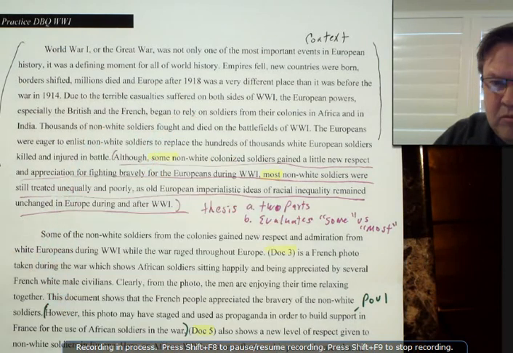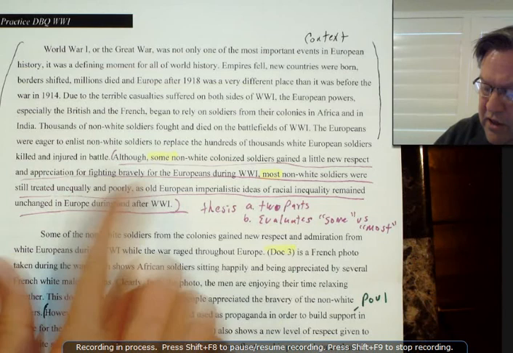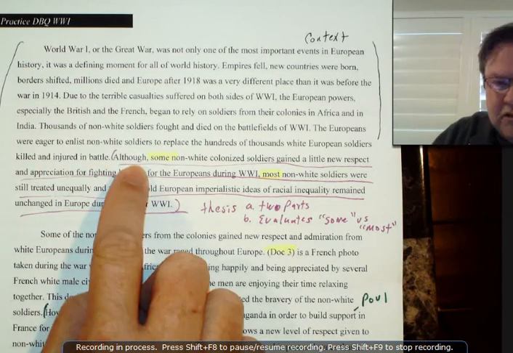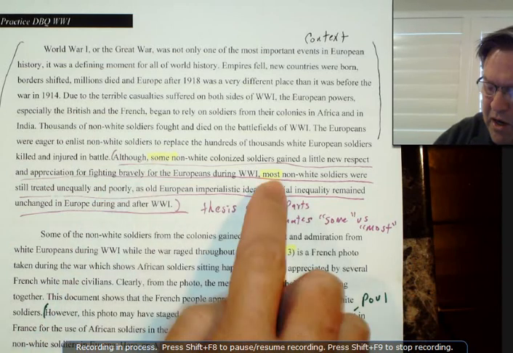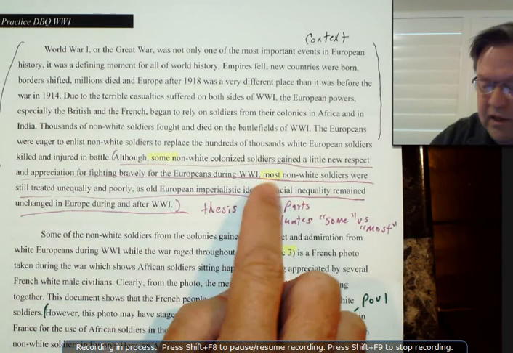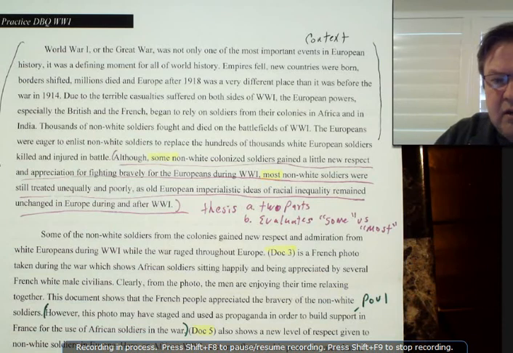The thesis, I try to keep these fairly simple. I like the word although. Although tells the reader, hey, that's my thesis. And the some and most are my evaluation terms. So some non-white soldiers gained respect, most did not. Okay, so that's my thesis. Fairly simple. I think your thesis should be more than just a few words. It could be a couple sentences, so I think this is probably in the middle range, but definitely you want to have more than just a few words.